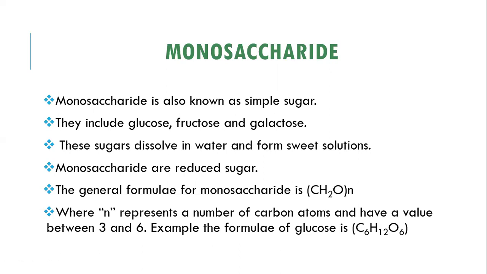Take an example: the formula of glucose is C6H12O6. So this is what a monosaccharide looks like. Monosaccharides are reducing sugars, and their general formula is (CH2O)n, where n is the number of carbon atoms and has a value between 3 and 6. As you can see, the main monosaccharides are glucose, fructose, and galactose. Here's just an example of glucose. Its formula is C6H12O6.